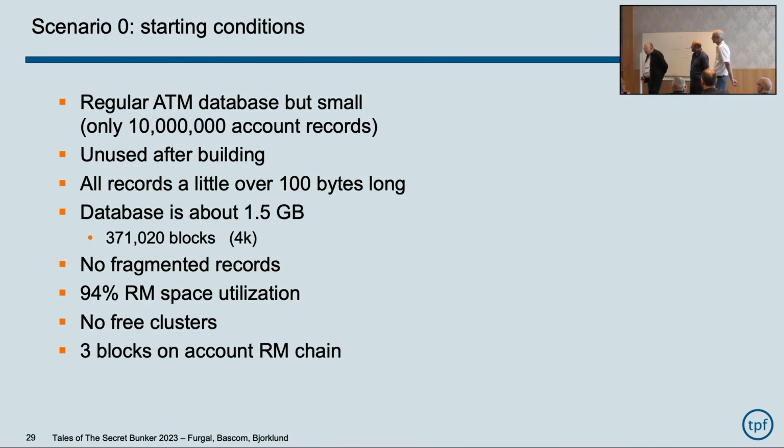So the first experiment, we start with 10 million account records, a relatively small database with about 1.5 gigs. And to start with, there's no fragmented records. The records are about 120 bytes, roughly. They're not all exactly the same size, but that's the size mostly. The RM space is almost all used. It's 94% used. So it's a fresh database that's nice and clean.